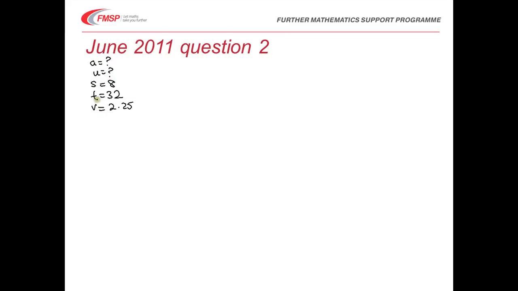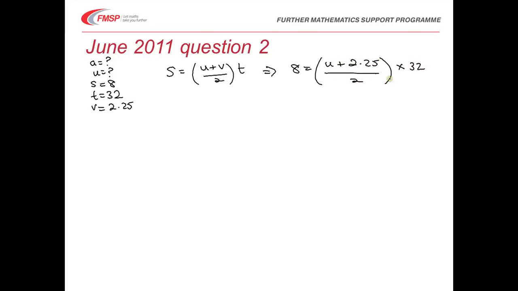With S, V and T, I'm going to find U first. So with S, U, V and T, I'm going to use (U plus V) over 2 times T is equal to S. Substituting in the values, we get 8 equals (U plus 2.25) over 2 multiplied by 32. If you rearrange that, we get a quarter equals (U plus 2.25) over 2, and solving that tells us that U is minus 1.75 metres per second.